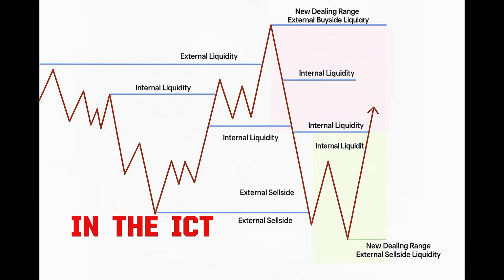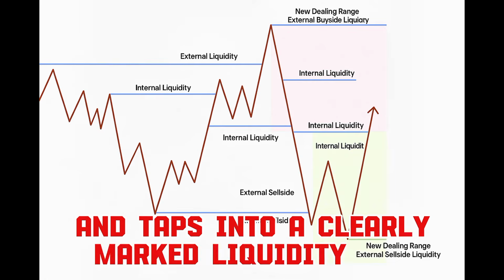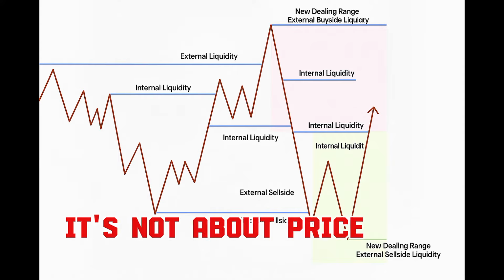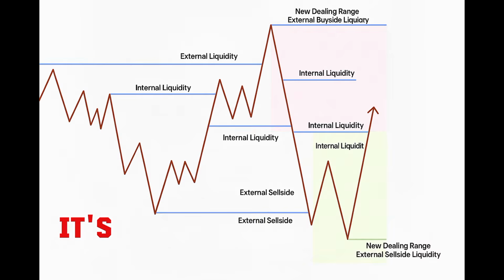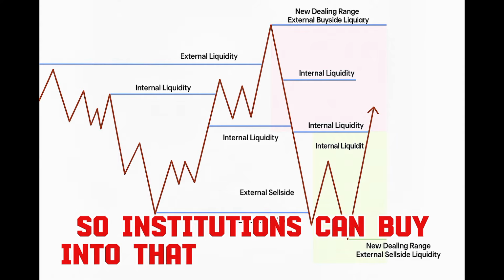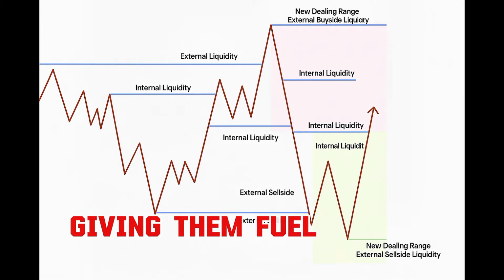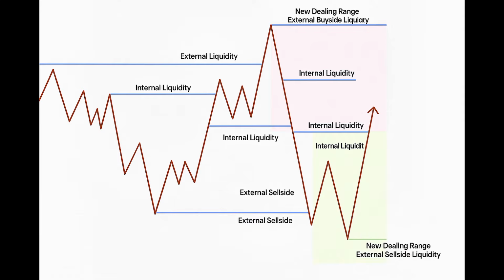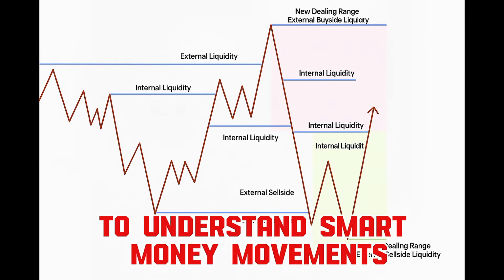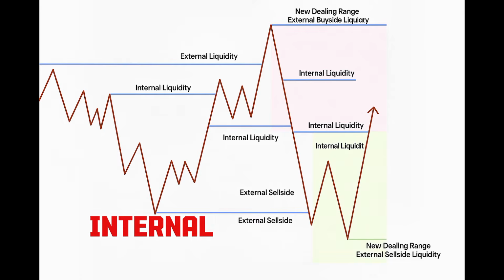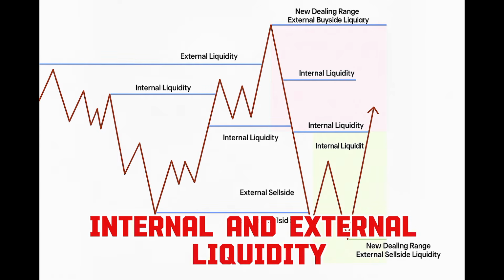In the ICT style diagram shown here, price approaches an old low and taps into a clearly marked liquidity pool. It's not about price just breaking support. It's about triggering sell orders so institutions can buy into that selling pressure, giving them fuel for the rally that follows. To understand smart money movements, you must know the difference between internal and external liquidity.